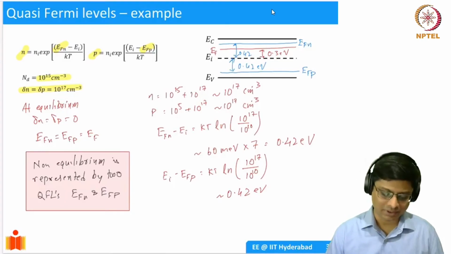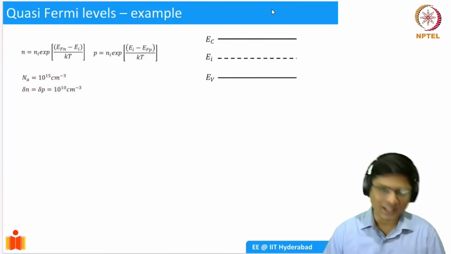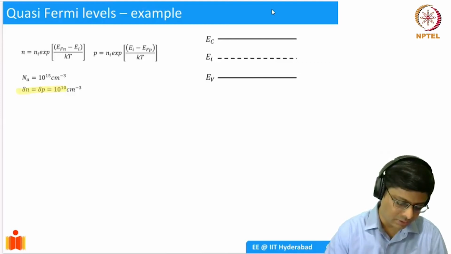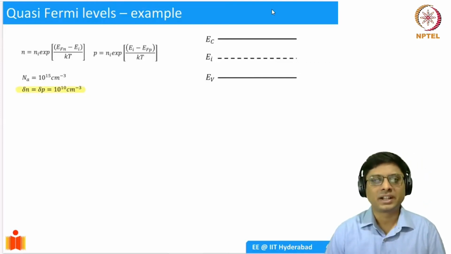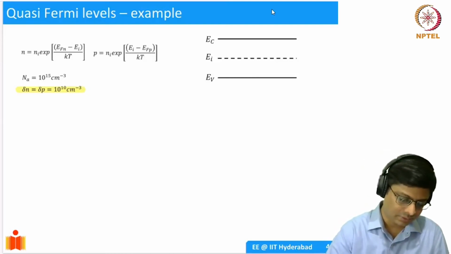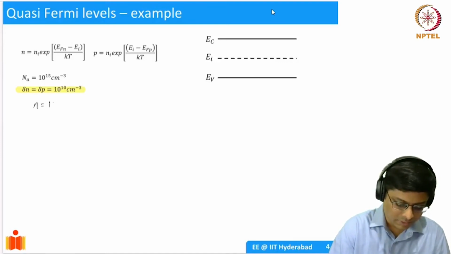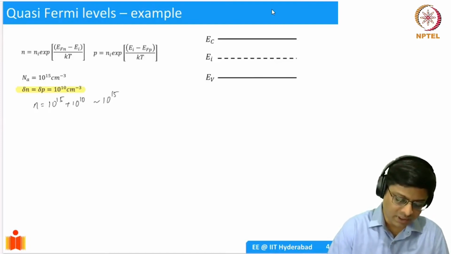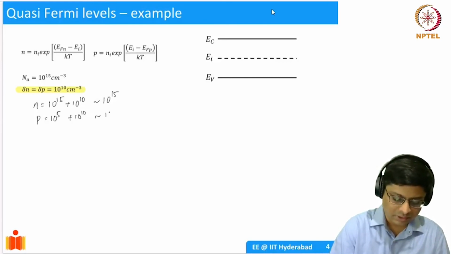Let's take another example. This is the first case. Now I'll retain everything the same in the problem, except that I have changed the excess minority carrier densities to be 10 power 10. So now what happens? Now you'll see that n is equal to 10 power 15 plus 10 power 10, so that's going to be 10 power 15. And p is going to be 10 power 5 plus 10 power 10, so that's going to be equal to 10 power 10.